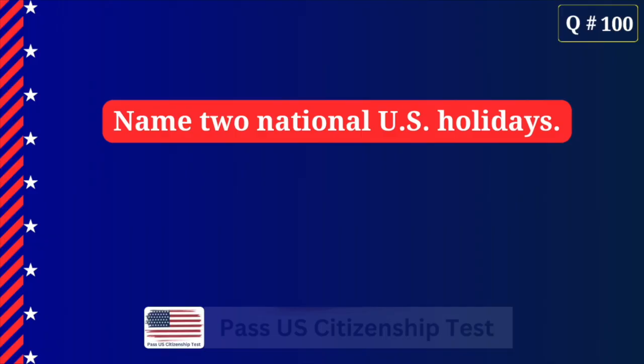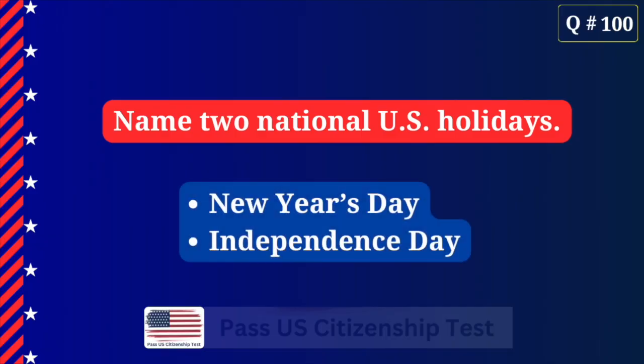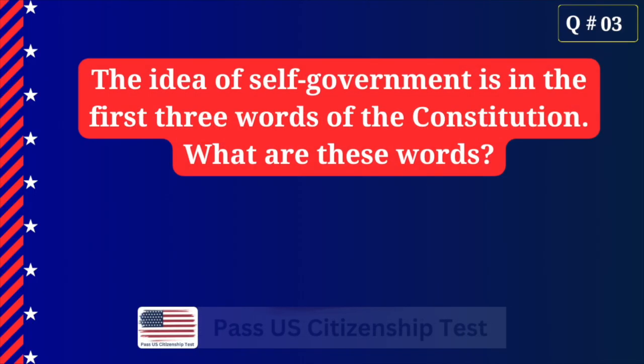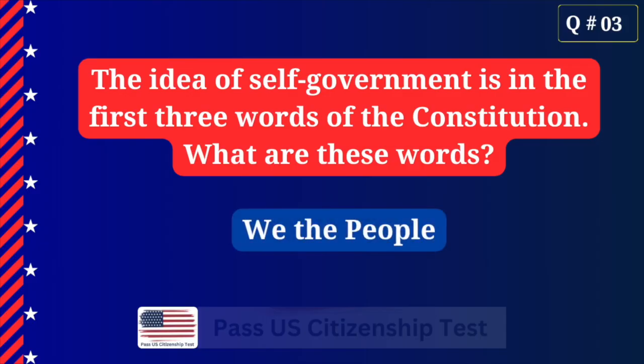Name 2 national U.S. holidays. New Year's Day. Independence Day. The idea of self-government is in the first 3 words of the Constitution. What are these words? We the people.